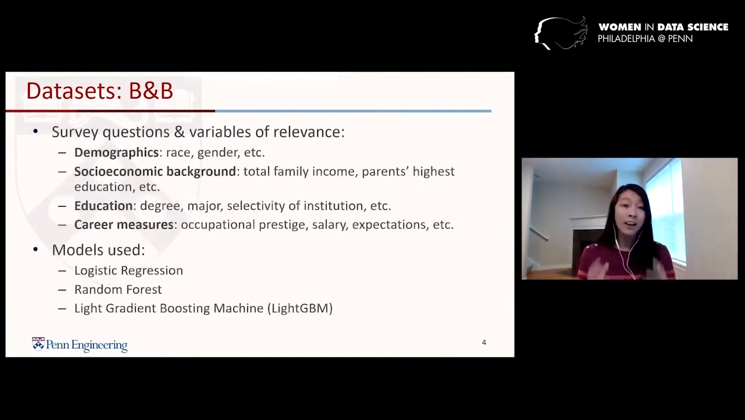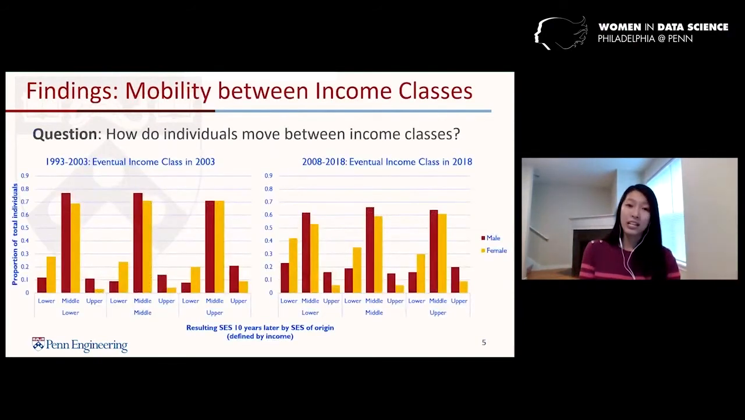So there are a ton of variables in this data set, but those that were relevant for this study included indicators of demographics, socioeconomic background, education, as well as career measures. And for this particular analysis, we also used 3 models. That includes logistic regression, random forest, and light gradient boosting machine, and you'll see that random forest performed the best out of all of them.